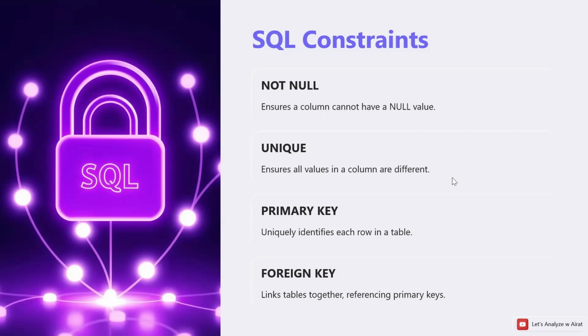These four constraints are the only constraints I would be discussing. We have other constraints like the check constraint that ensures that the values in a column satisfy a specific condition. That is a different constraint. We also have the default constraint that sets a default value for a column if no value is specified. So instead of having a null value, it would automatically input a value. That is a default constraint. After discussing these, I want us to go straight into my SQL workbench to create our tables.